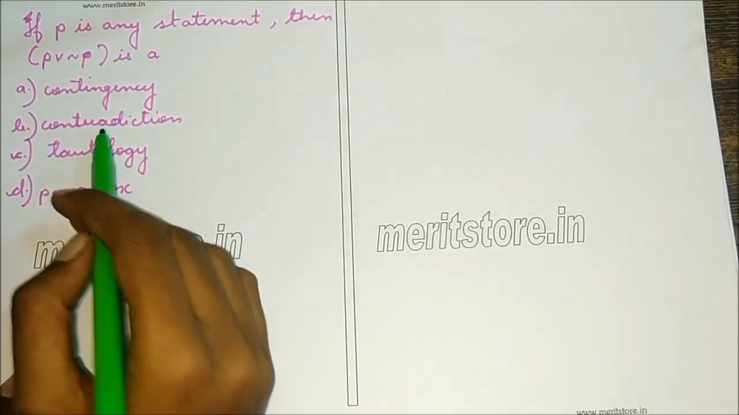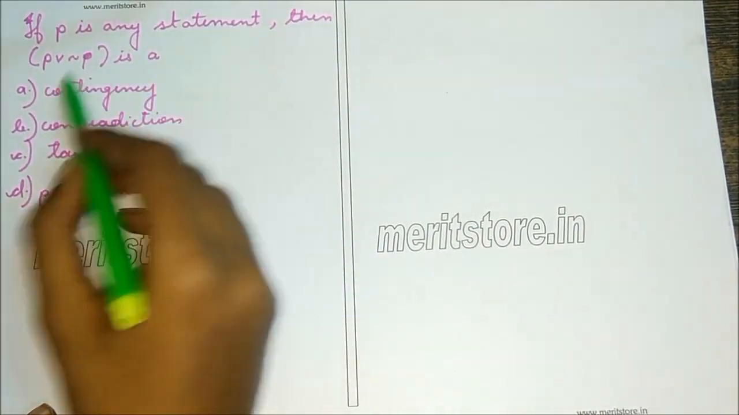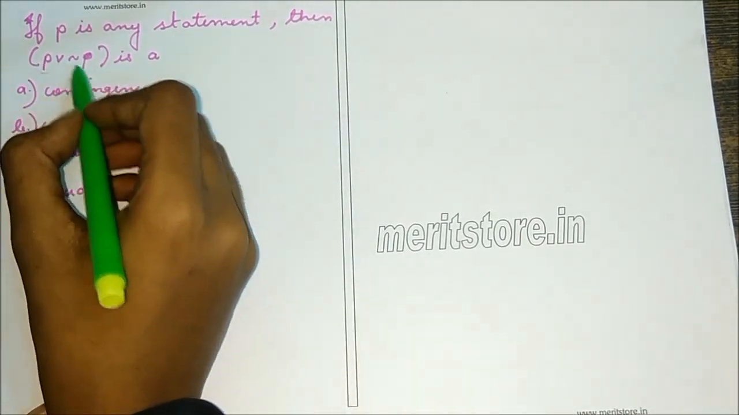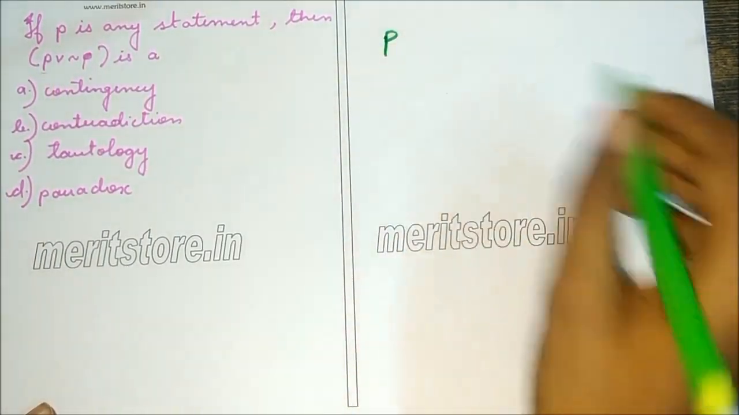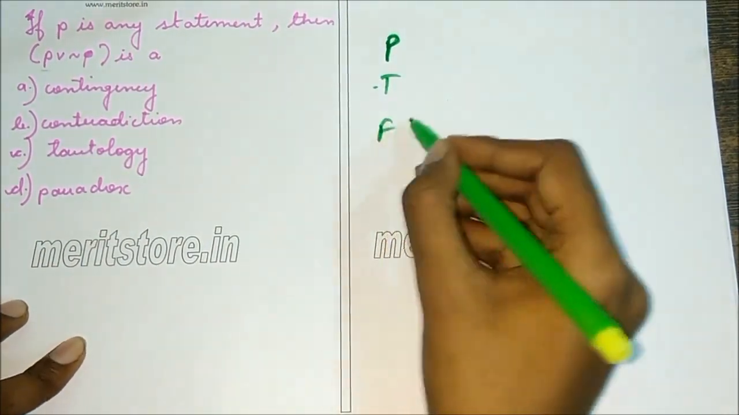Now this is similar to the previous one. P is any statement. We have to find the type of statement for this symbol. So it is P or negation P. Let us draw the truth table again. So let P be true or false.